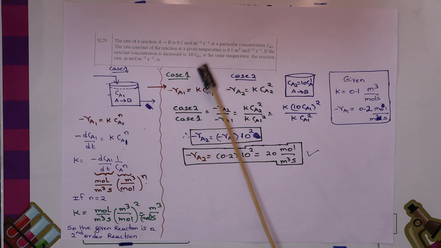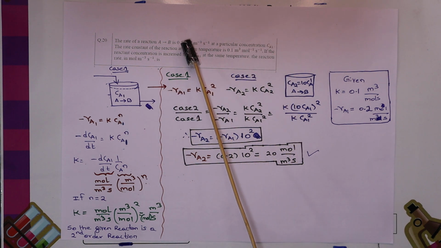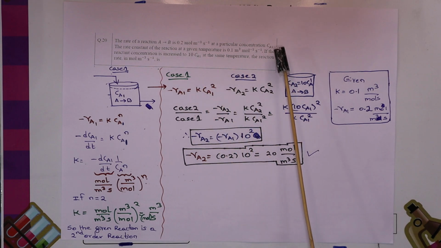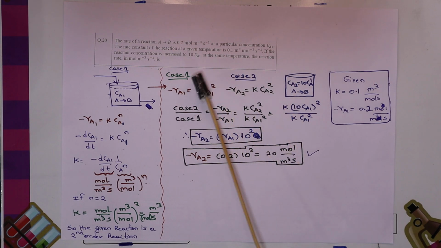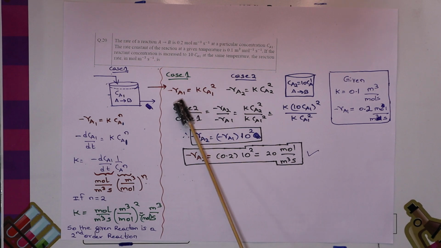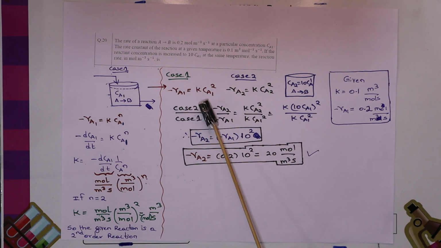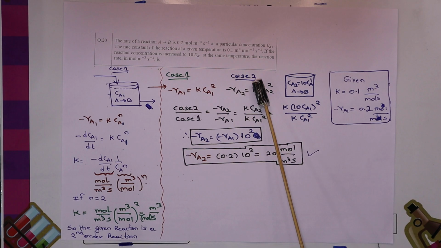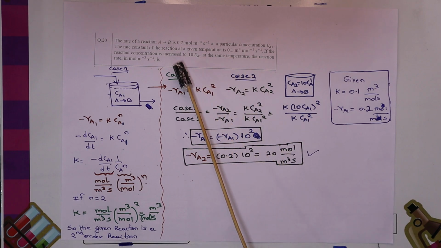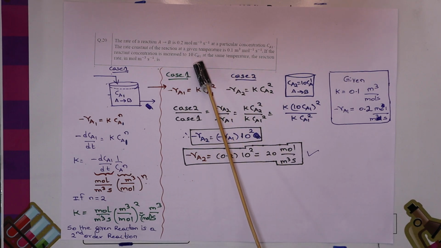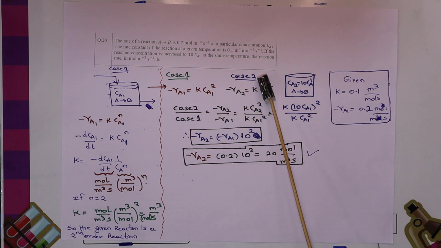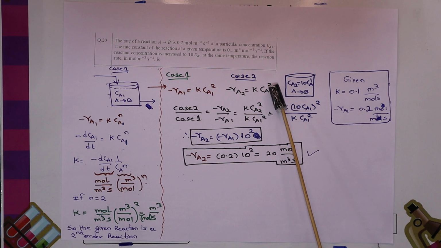So for the case 1, the rate of reaction is given. The concentration in case 1 is nothing but Ca1. So minus RA1, which is case 1, is nothing but K Ca1 square. In case 2, the concentration is increased by 10 times the Ca1. So case 2 is minus Ra2 equal to K into Ca2 square, because the concentration in case 2 is Ca2. Ca2 is nothing but 10 times Ca1, we will deal with it later.